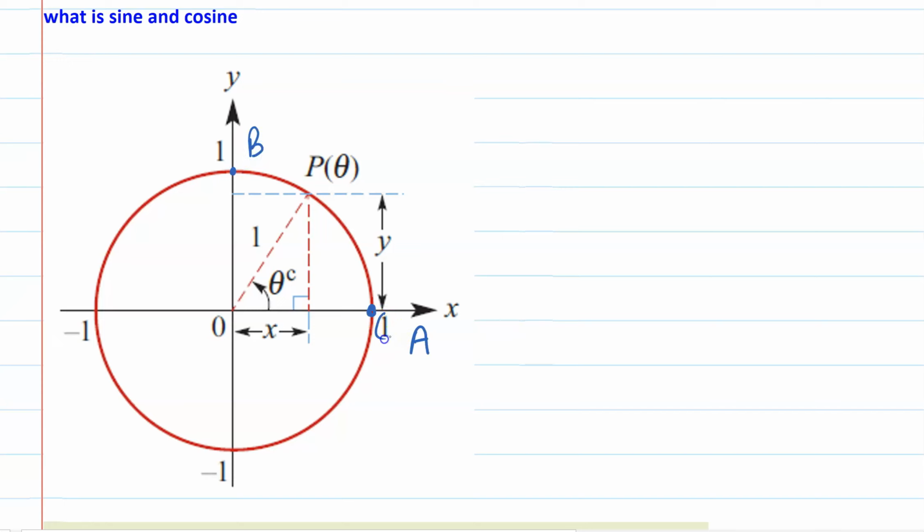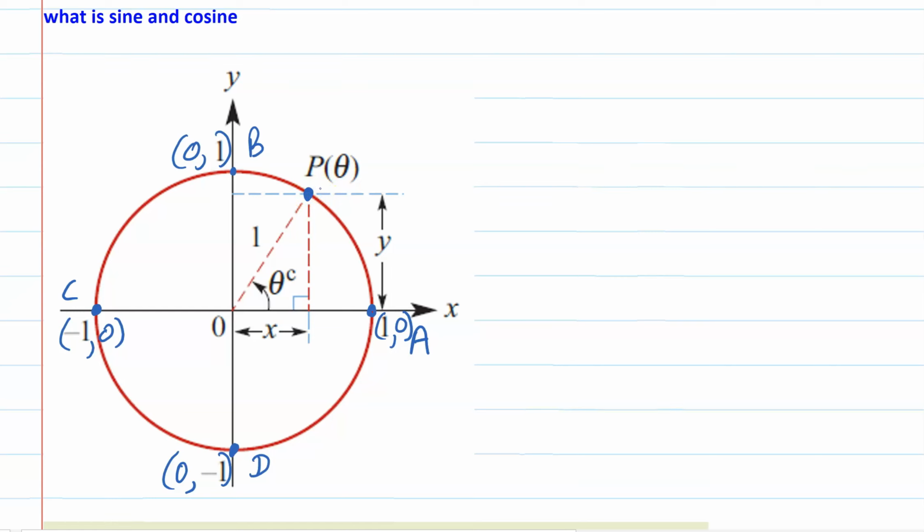A has coordinates 1, 0. B has 0, 1 because it's on the y-axis. Then the other one is C. I'm calling this one C. The coordinate is negative 1, 0. The final point that I'm going to consider is D. That will have the coordinates 0, negative 1. Now, let me say I am at point P.